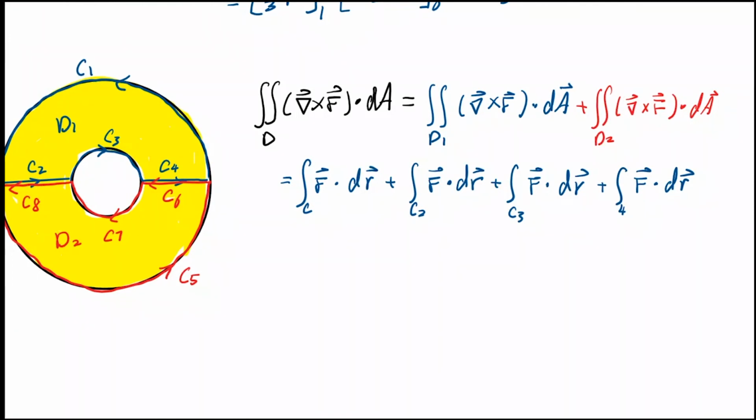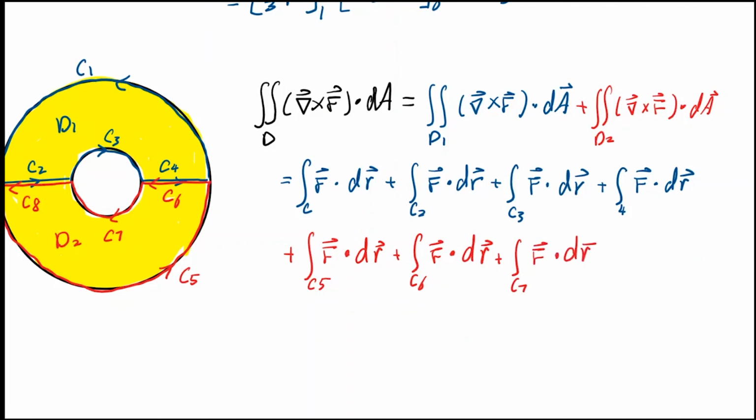Okay, so then it's plus the red integral. Okay, let's start with C5. This one, C5 F dot dr, plus C6 F dot dr, and you're probably wondering where is this thing going, right? C7 F dot dr, and lastly C8 F dot dr. Are you with me?